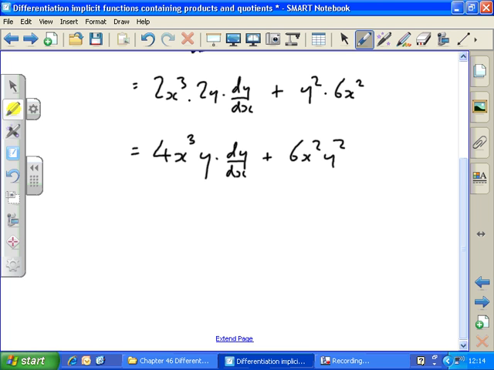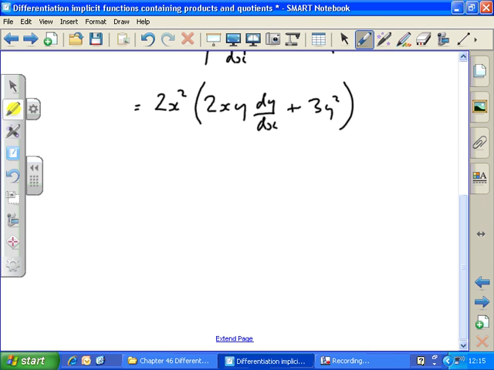If we now look at this, we can try and factorize as normal. 2 comes out, and so is x squared. So we can call that 2x squared. And then what are we left inside the bracket? 2xy dy dx plus 3y squared. And looking at it again, I could also have taken a y outside. So to fully factorize, this also equals 2x squared y into 2x dy by dx plus 3y.